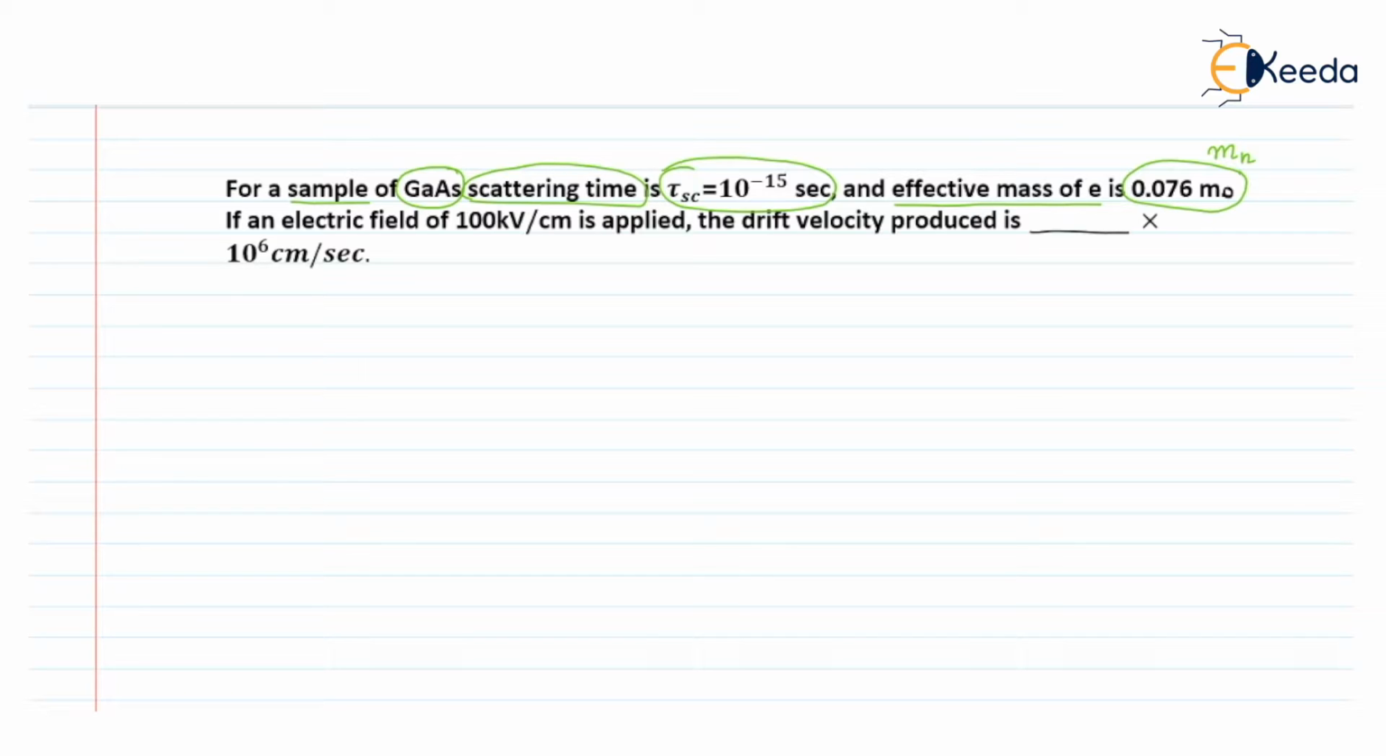Now if an electric field of 10 kilovolt per centimeter is applied, then the drift velocity is produced dash into 10 to the power 6 centimeter per second. We have to find the drift velocity. So drift velocity is denoted by V suffix d, and this is the applied electric field. So we have to find this drift velocity.